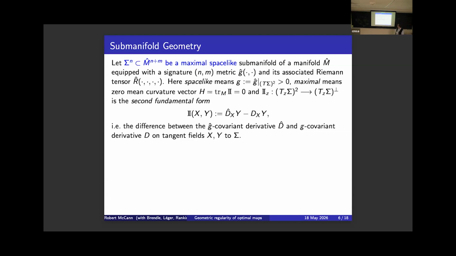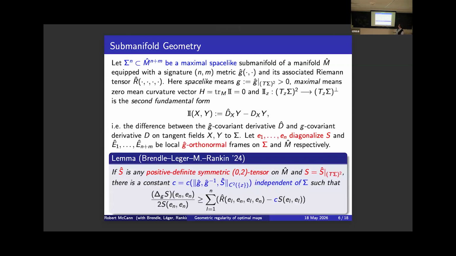And so the lemma is the following. So I have this signature metric on the ambient space, but let me also have a positive definite metric, S hat, as well. I can diagonalize the restriction of S to the submanifold using these n basis vectors, e_1 to e_n, and I can diagonalize G hat in the ambient space using the capital E's.